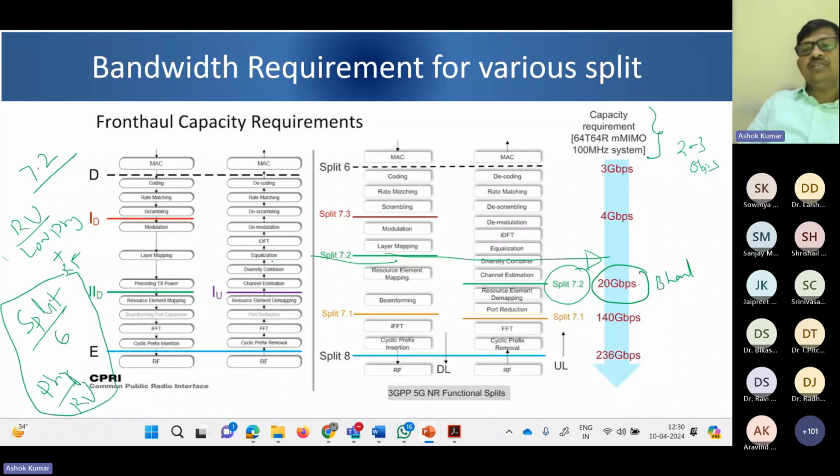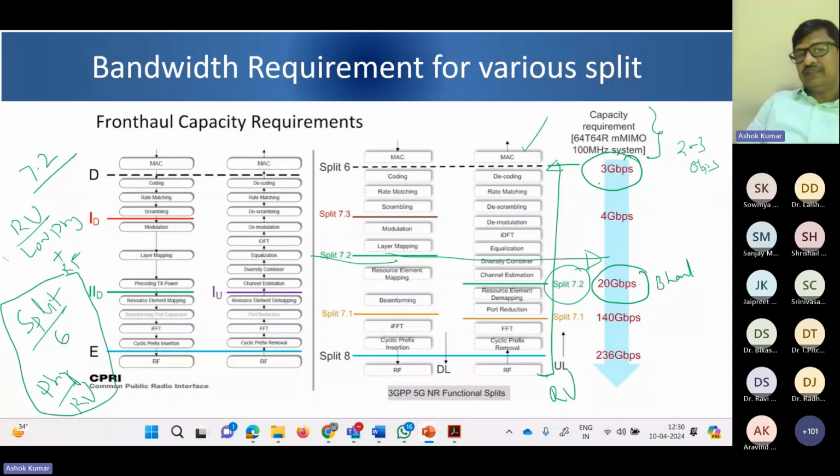So how much backhaul is required? So split 6 is here. All the physical layer with RU and MAC layer and above goes to DU and CU. So here the fronthaul requirement is only 3 Gbps.